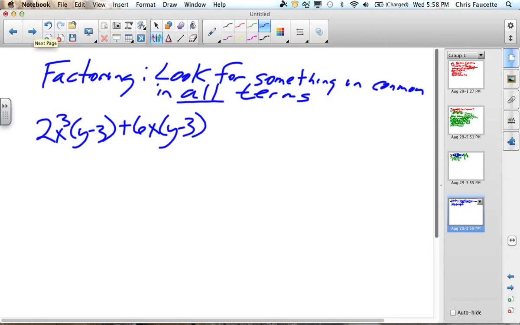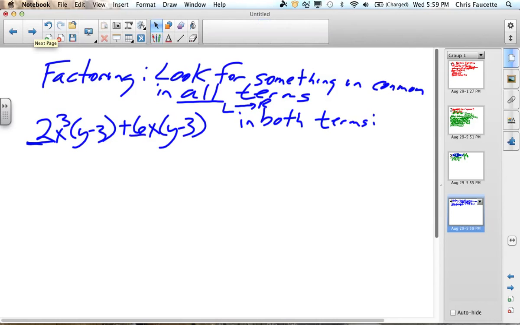Okay, so what I do is I start on my left and go to the right. So what I have in both terms, I'm going left to right. I've got a 2 here and a 6 here, but that 6 you can think of as a 2 times 3. So I've got a 2 in both of these. So I'm going to have a 2 in both terms. Okay.